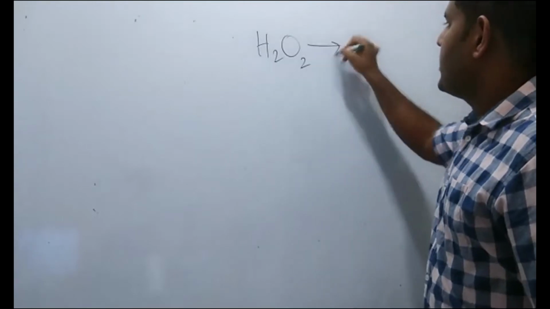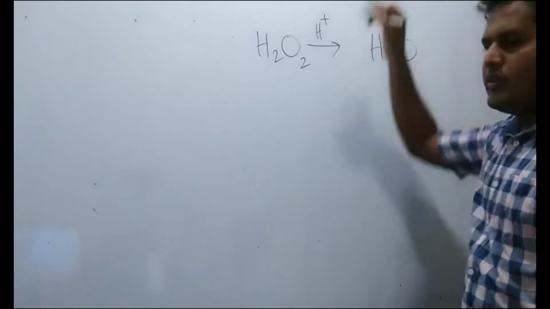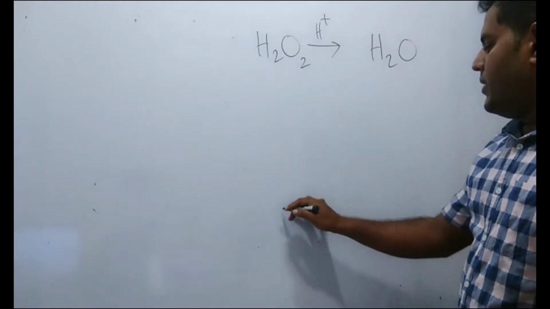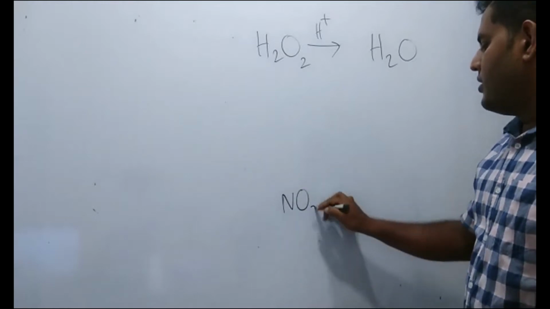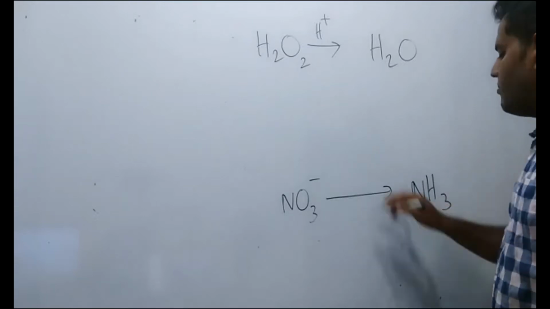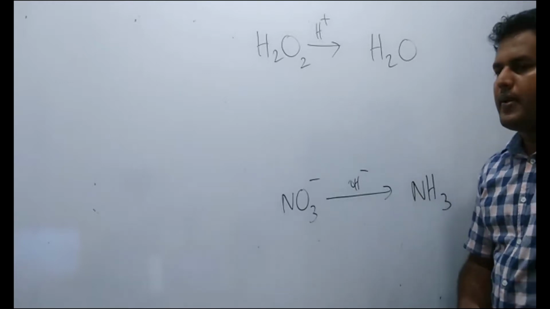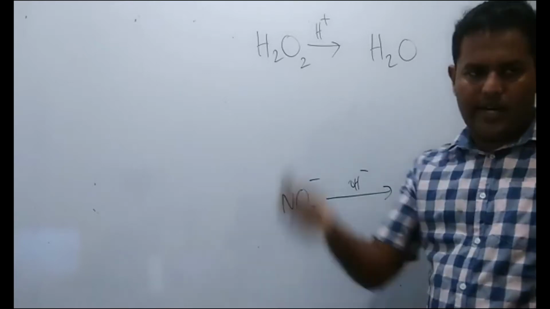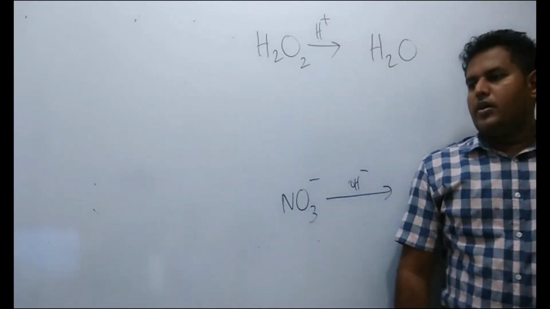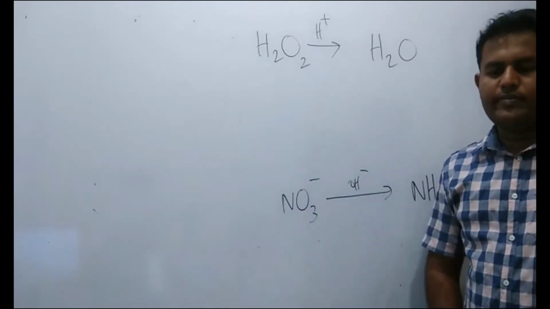H2O2 to water. Balance it in the acidic medium. Basic medium. Nitrate to ammonia. Balance it in the basic medium. These are the final equations. Acidic, basic. Start. So you have 20 equations in your tute.